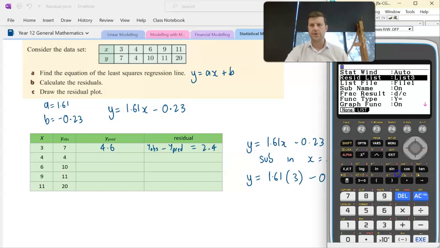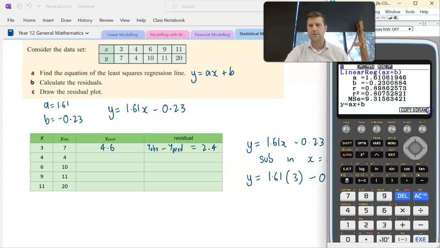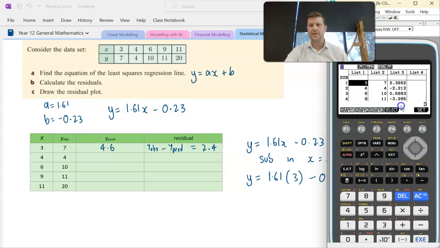And hit Execute. If I exit and ask it to draw it for me again, draw, and then head back to that list, there are the residual values there. You can see I was a little bit off because obviously I rounded my model. They're using more exact values. So the residual value for the first set of coordinates is 2.39 exactly, close enough to 2.4.